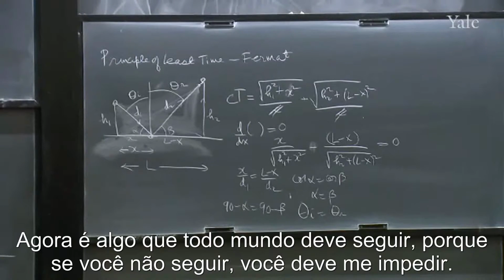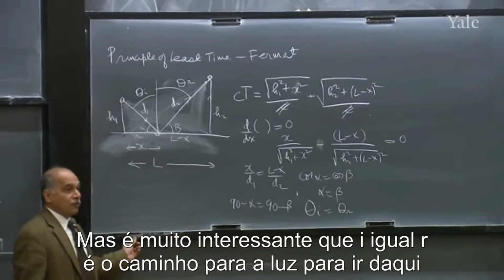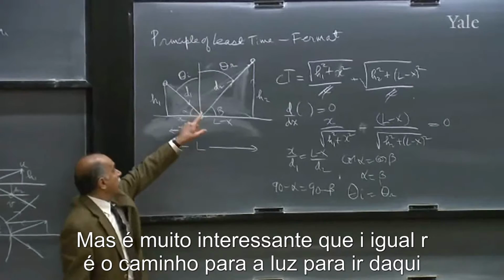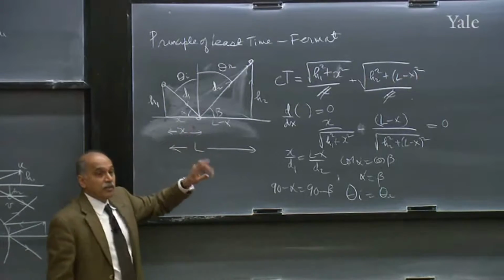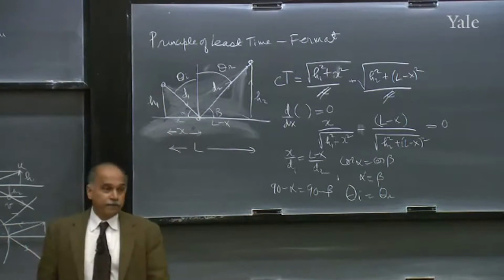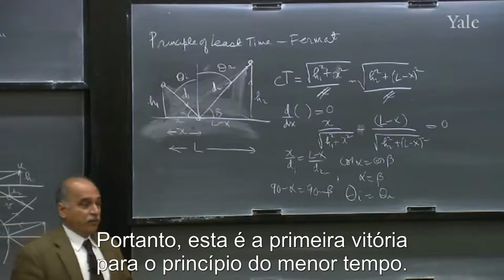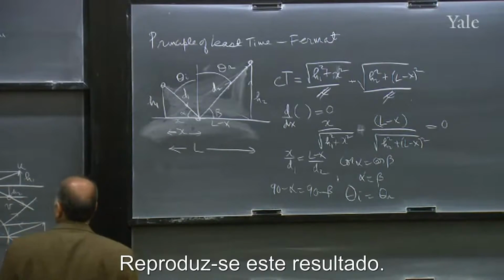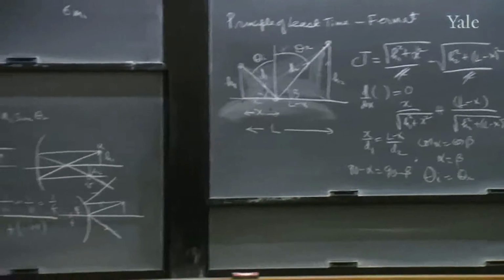Now, this is something everybody should be following, because if you don't follow, you should stop me. But it's very interesting that I equal to R is the way for light to go from here to there after touching the mirror in the least amount of time. So this is the first victory for principle of least time. It reproduces this result.